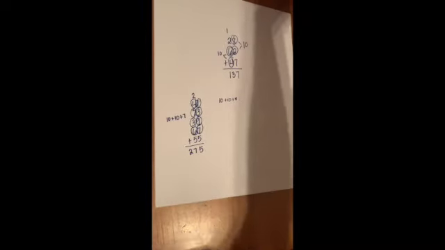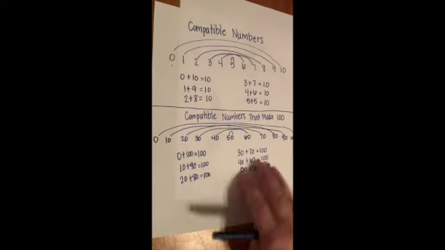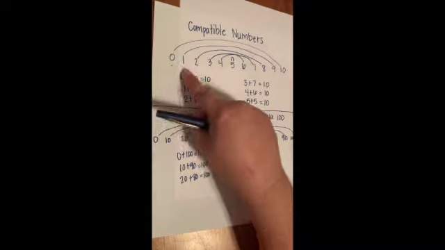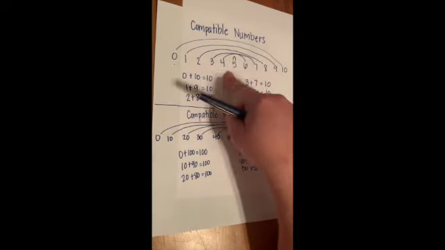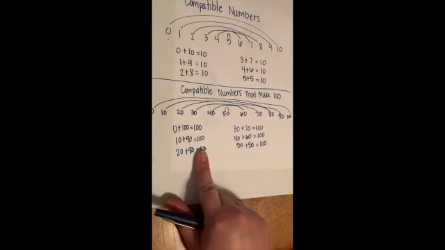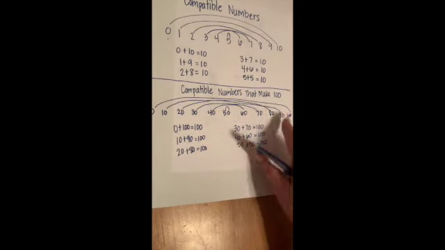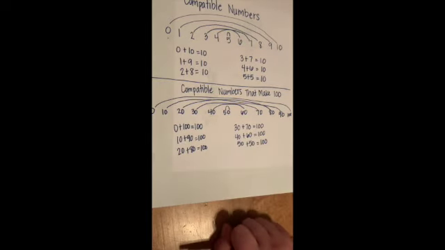So remember your rainbow trick. You can always pull that out if you need it. Your friends of 10 are going to be across the rainbow from one another. 1 and 9, 2 and 8, 3 and 7, 4 and 6, and then 5 plus 5. Your friends of 100 are going to be across the rainbow from each other. 10 and 90, 20 and 80, 30 and 70, 40 and 60, and 50.